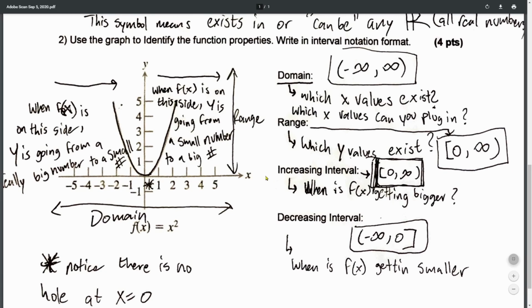The increasing interval, when is the function getting bigger? You can see that it is getting bigger from 0 to infinity. So you would write, and again, you can include 0, so you would write bracket 0 to infinity, close parentheses. Whereas the function decreasing, this would be from negative infinity to 0. If you're reading the graph from left to right, as the x is smaller, the y's get smaller as well.